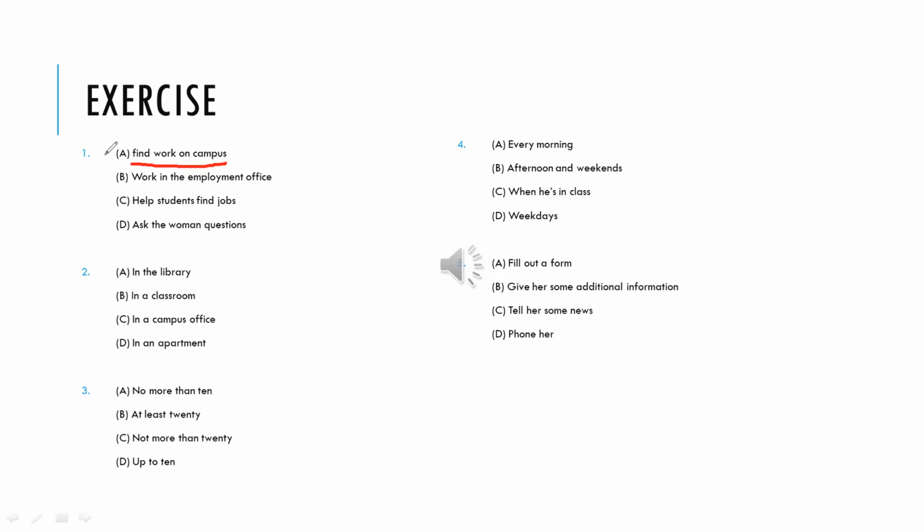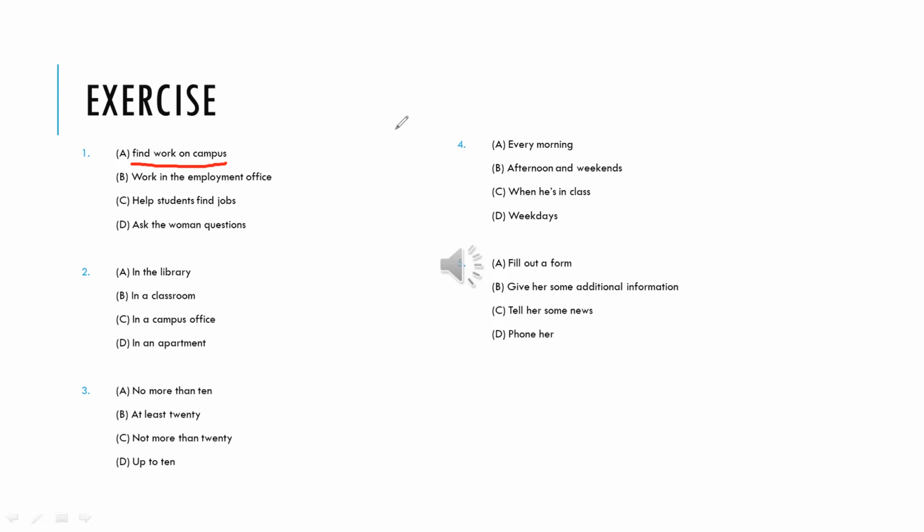This is also a type of answer that answers the question of what is the topic. So even though the question was not what is the topic, we can anticipate this answer by understanding the key words from the answer. So yes, the answer is A. It's also the topic of the conversation: a student looking for a job on campus, or find work on campus.